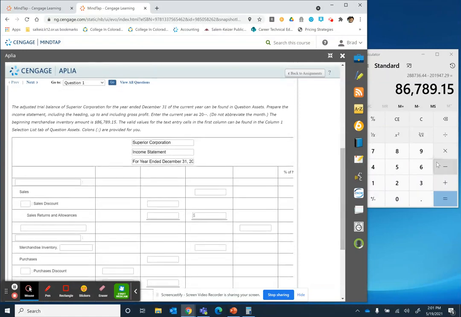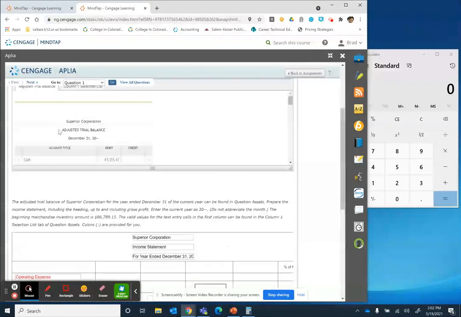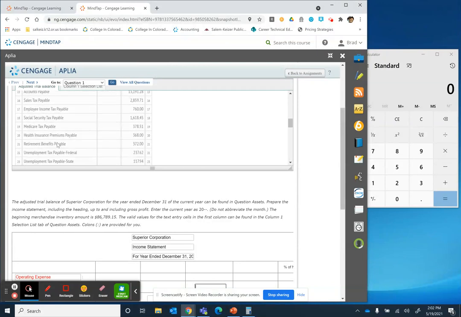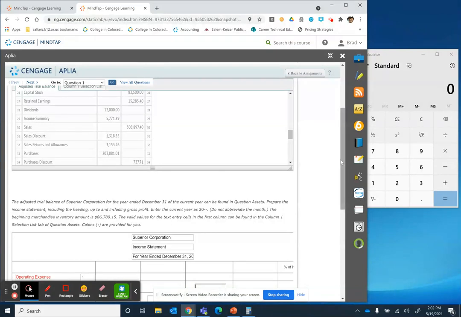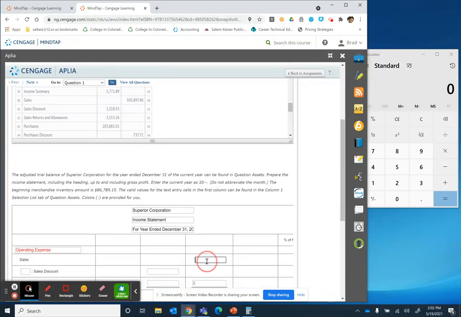Next up, the first thing we're going to record is our operating expenses. And in our operating expenses, we're going to record our sales. We're going to find our sales in that adjusted trial balance. So our sales are, there it is, $505,897.40. Excuse me, that's operating revenue, not expenses.